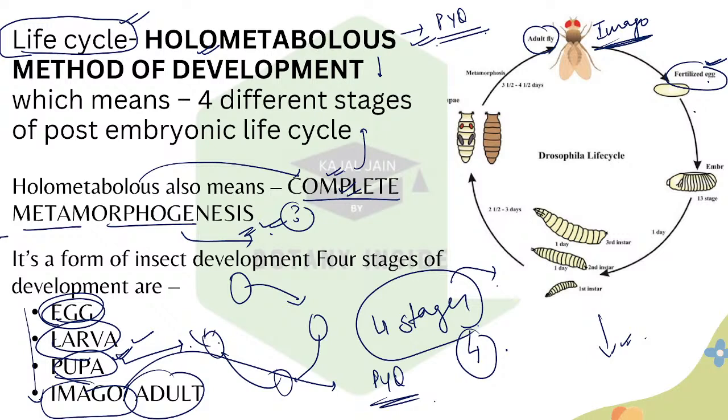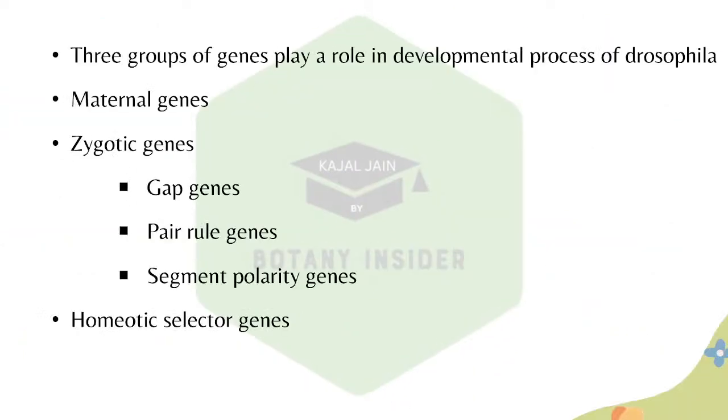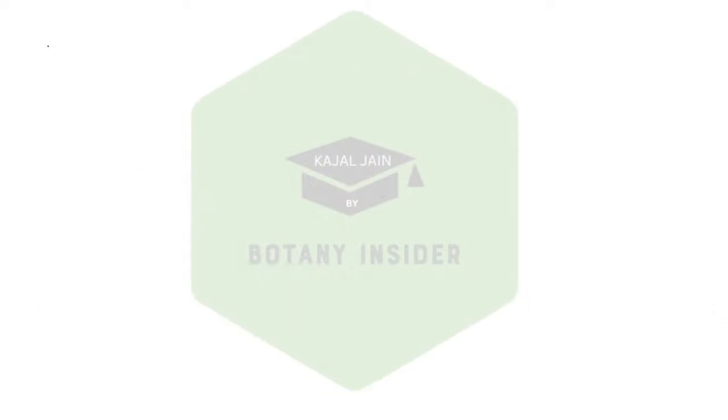Okay, understood, everyone. Let's proceed further. Right, so this is about the four stages which you have to keep in mind. In addition to that, the next thing is related to the various genes. So till now we have understood what Drosophila is all about, and then we have understood the life cycle.